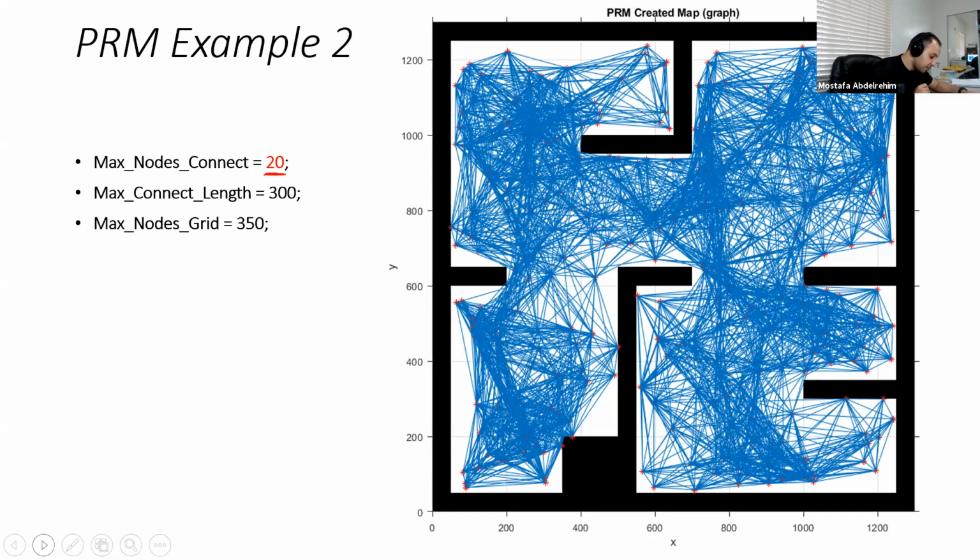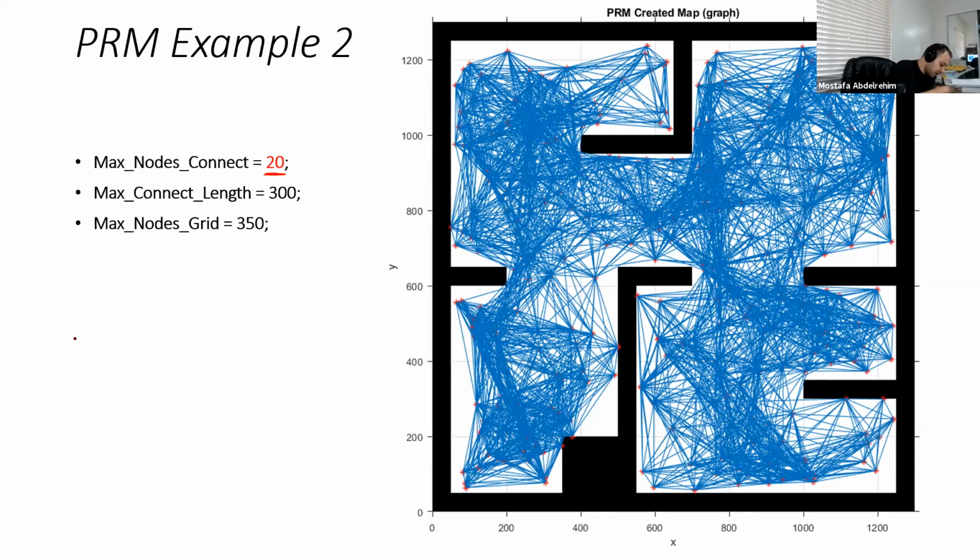Is this clear, guys? Hey, Professor. Yes. I'm just trying to understand max nodes connect a little bit better. So basically that just means the amount of things the node can be connected to. The maximum number of nodes that the new node can be connected to.